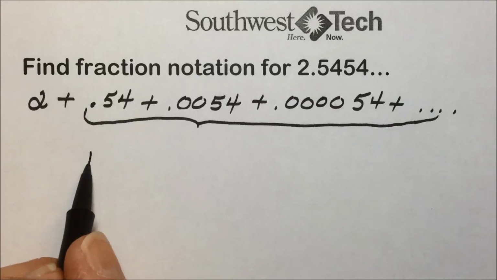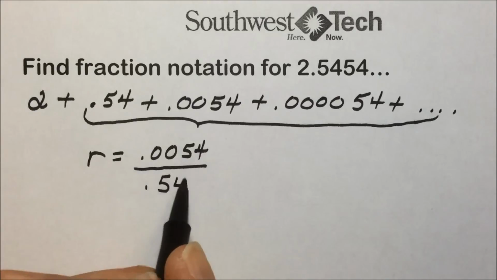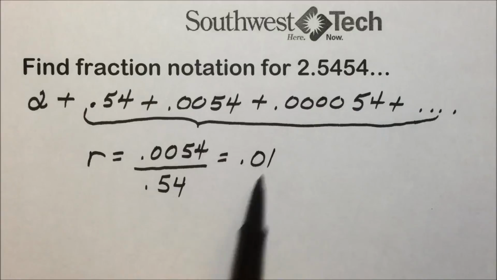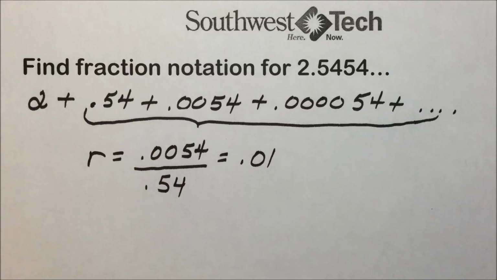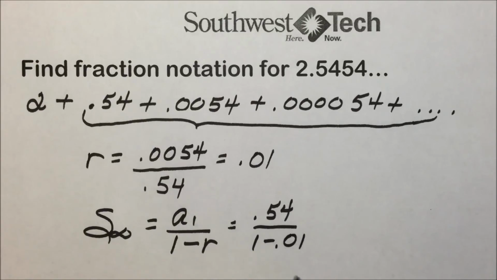Is it geometric? Well, to find the common ratio, we'll take a term over the preceding term. When you do your division and simplify, we end up with a common ratio of 1/100th. This meets the criteria for the limit of an infinite geometric series. So for this portion, that series or sum of this infinite geometric series is found by taking the first term over 1 minus the common ratio. First term is 0.54, 1 minus 0.01. Simplifying in the denominator leaves us with 0.99.